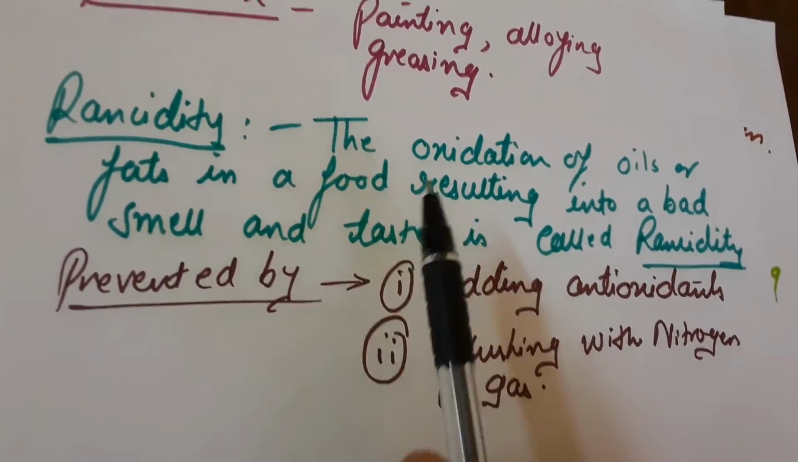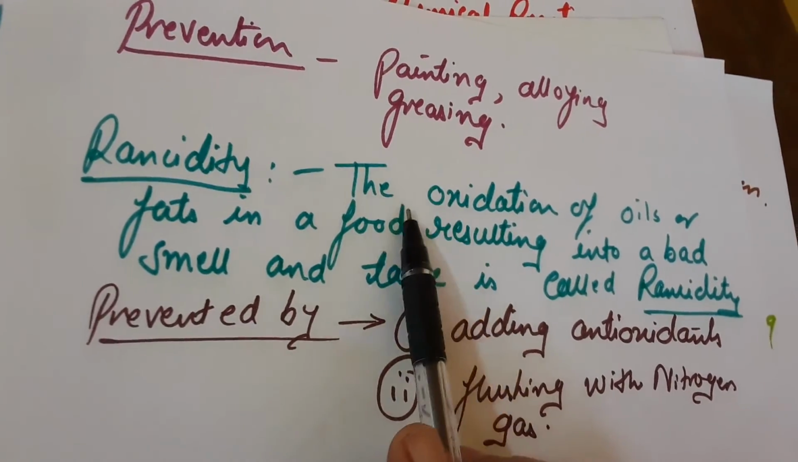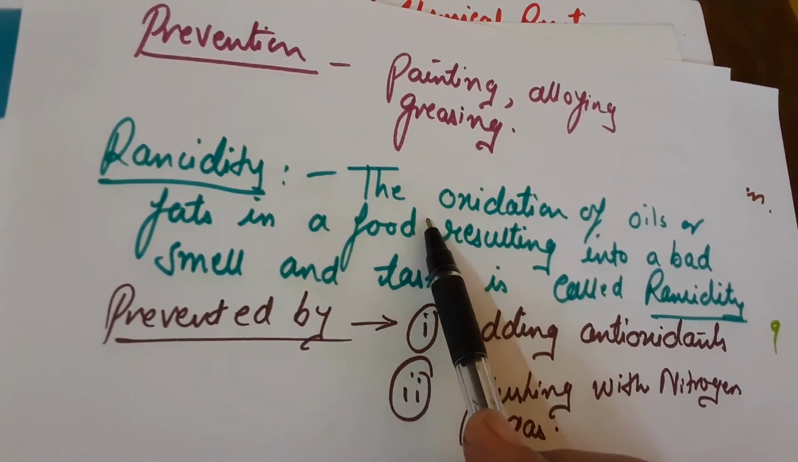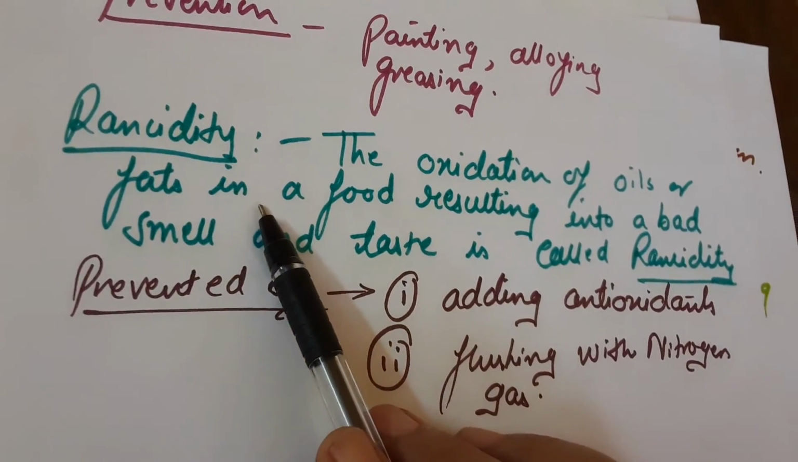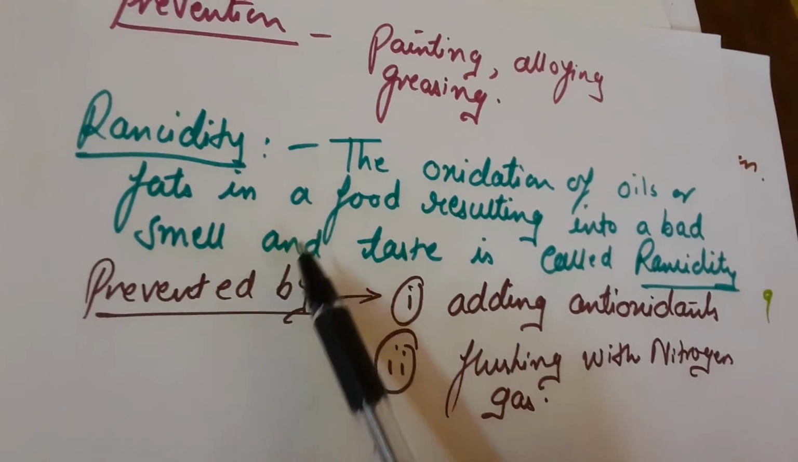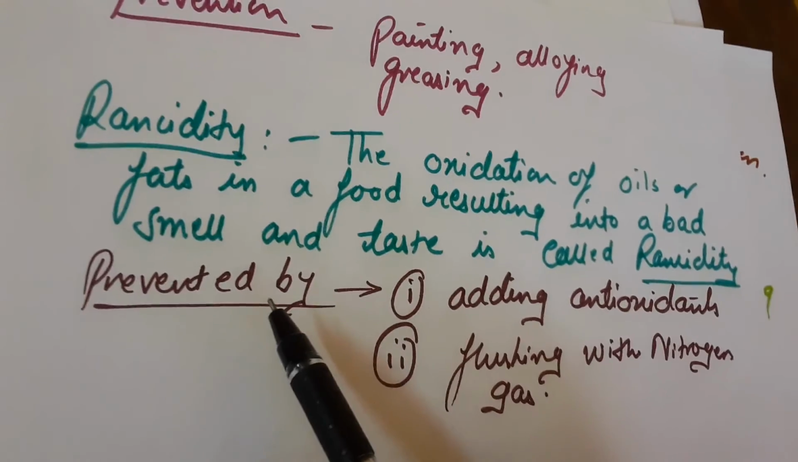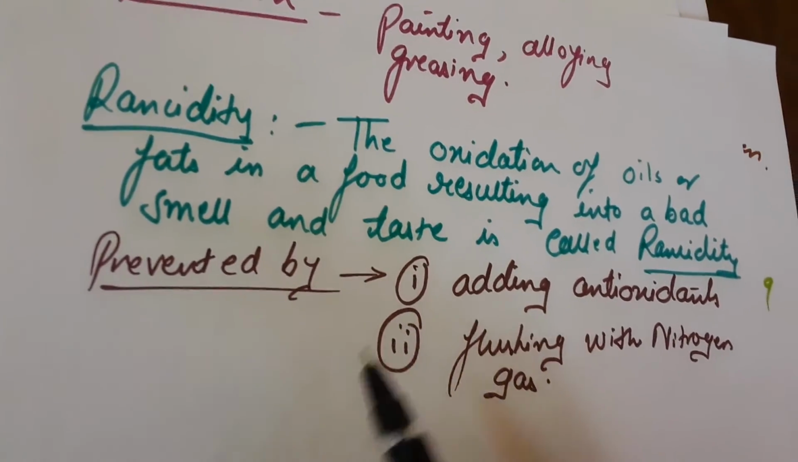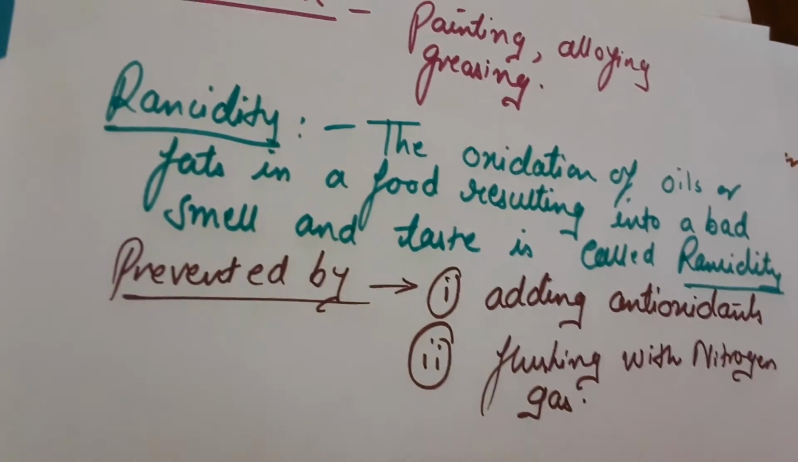One question can be asked like what is corrosion, how it can be prevented, what is rancidity, how it can be prevented. These two questions are very important, dear students, for your board exam. I hope you have understood today's session.